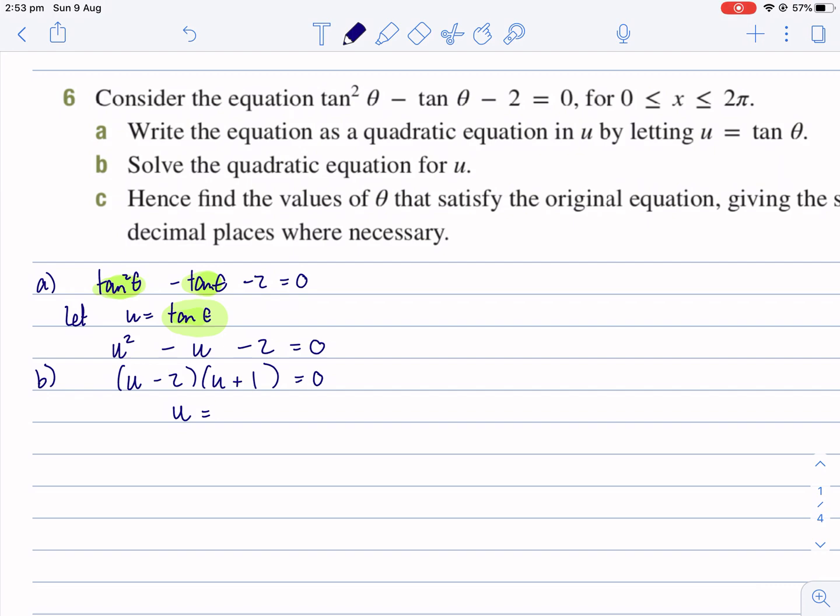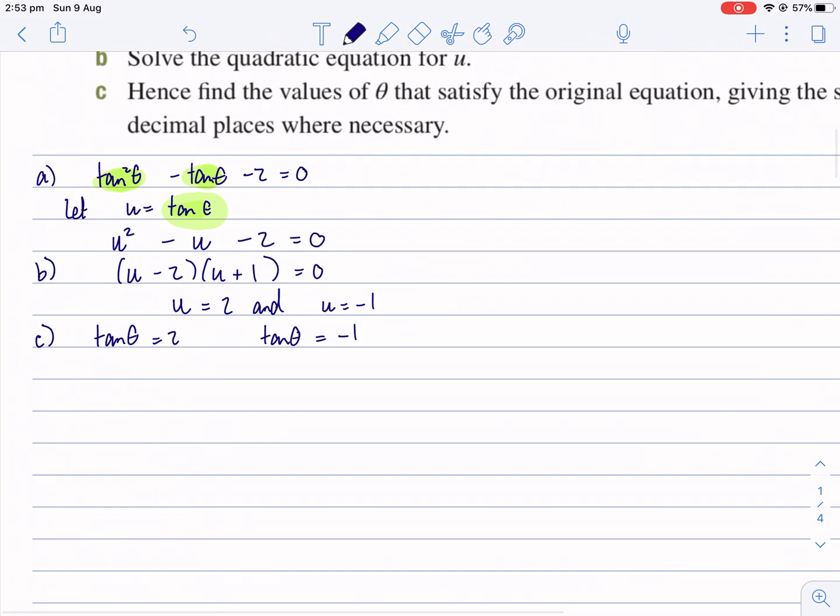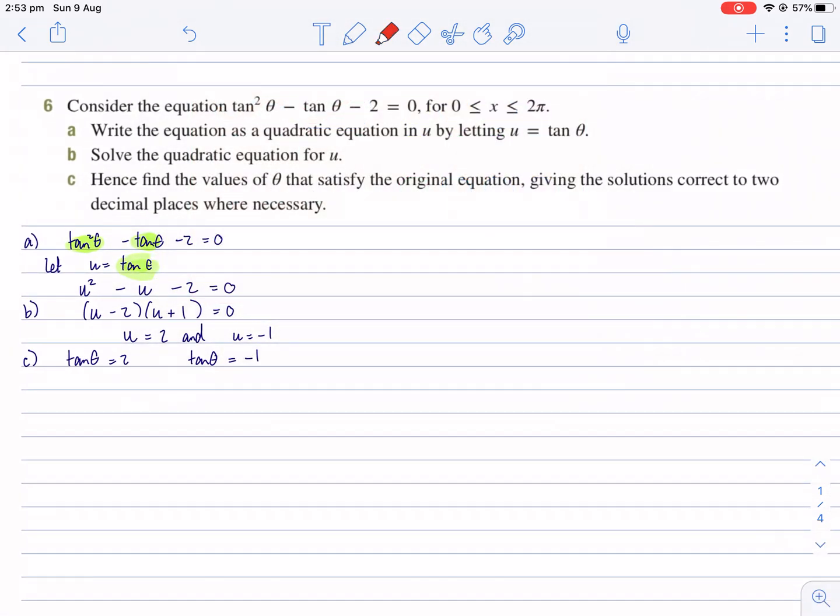U then equals 2 and u equals negative 1. Question B now wants us to solve this, so we've got tan theta equals 2, tan theta equals negative 1. Now, we want this all the way around. Tan theta equals 2, that's not one of my special triangles, so I'm going to do arctan 2.